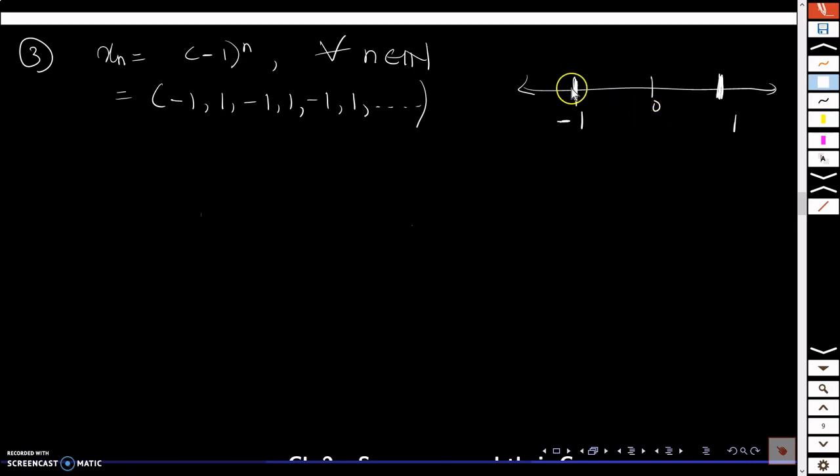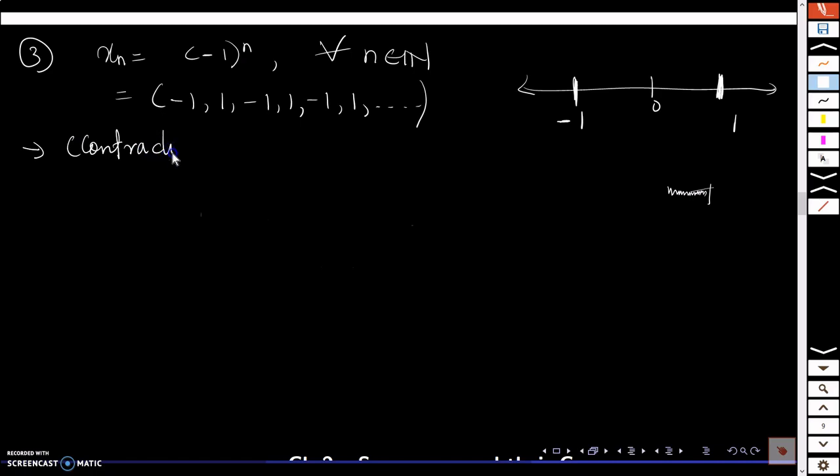So geometrically it's clear that this sequence does not approach a particular point. I cannot see it going to one particular point for very large n, because it keeps on fluctuating between minus 1 and 1. So that gives me an idea that this sequence should not converge. Okay, so we have to prove that the sequence xn does not converge. We will do it by contradiction.